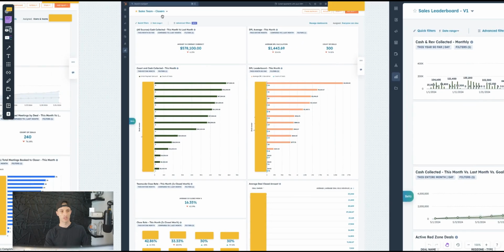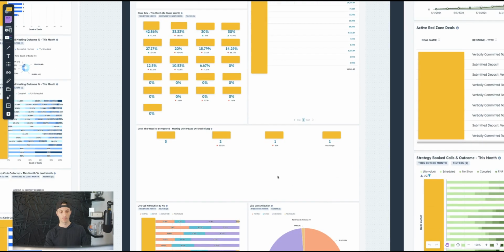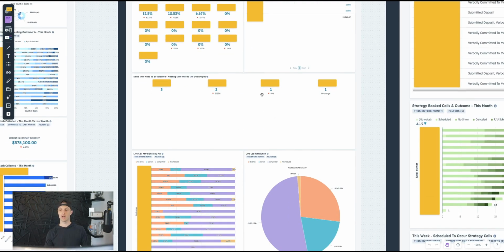The next one we have is our closer team. So this is our cash collected this month so far. Here's our DPL for the closers, right? We've got our cash collection leaderboard. We have our DPL leaderboard, okay? We have our overall close rate versus individual close rates up or down from the previous month. We have our average deal size per rep. We have all of our deals that have not been dispoed correctly.